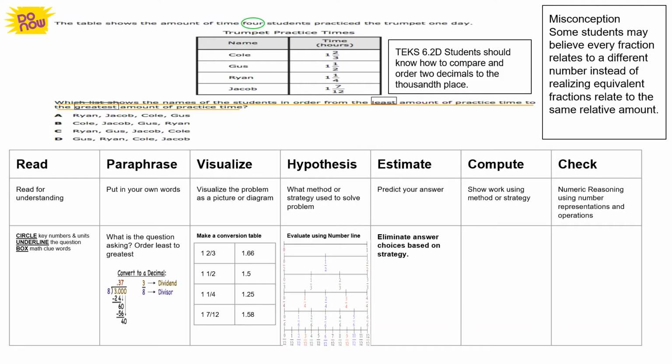So when we look at it, we see that 1/2 on the number line is in the middle, the midpoint. 2/3 is beyond the midpoint. 1/4 is before the midpoint. And 7/12 is slightly in front of the midpoint.